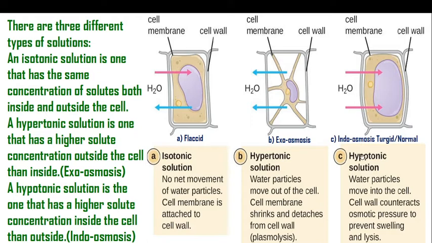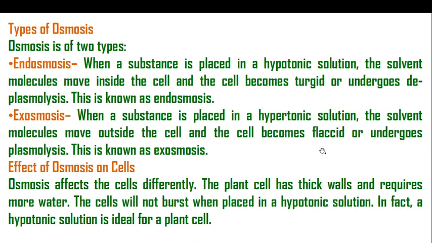So what happens in a hypotonic solution? This is the cell membrane and this was the cell wall. Inside the cell wall there is cytoplasm, which can prevent swelling and lysis, and that is endoosmosis, a normal stage which is turgid. And when the cell becomes turgid, it can create pressure. Then, on the basis of endo and exoosmosis, there are two types of osmosis, endoosmosis and exoosmosis.